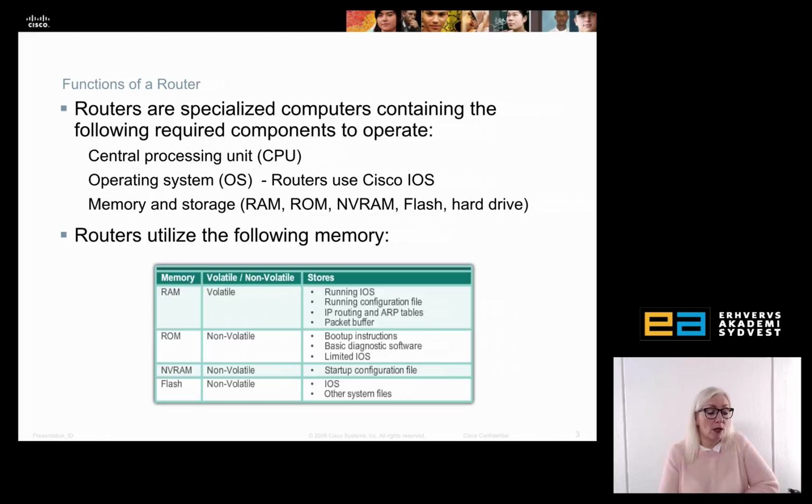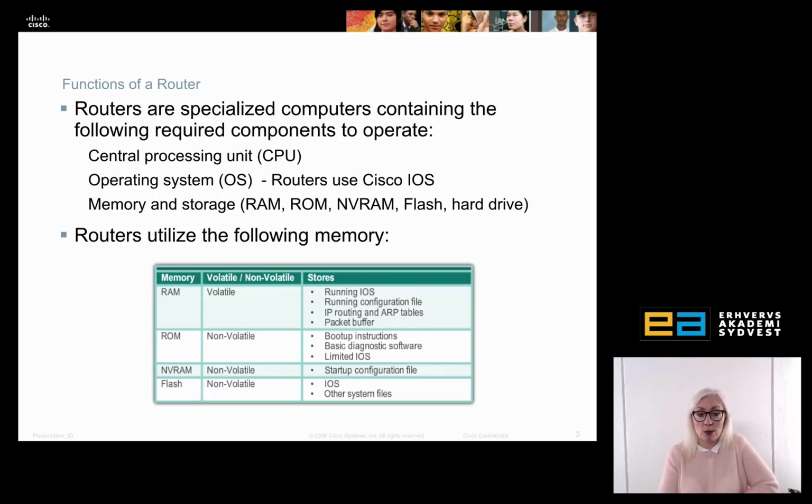If you look at the different memory, we will see that, for instance, the running configuration and the running operating system are always saved in the RAM. But then we also have the ROM, which has a small version of the operating system so that it can start up if it doesn't have any other operating system. It also has some diagnostic software.